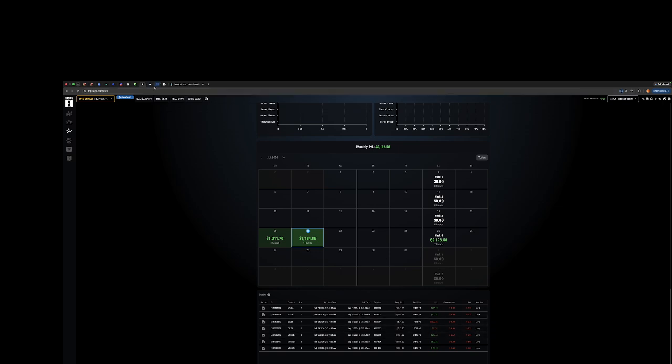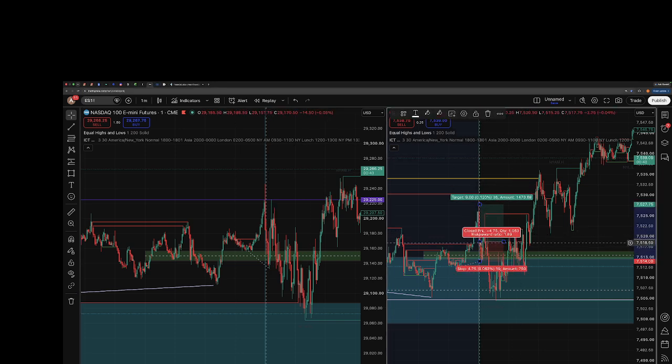519, 524, 518. So 519, 524. My entry is right here, and I got stopped out. I got stopped out at 518. So this is pretty much my trade.